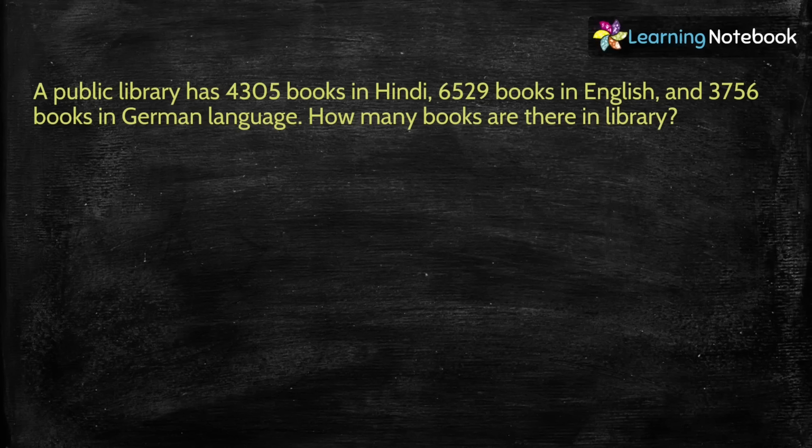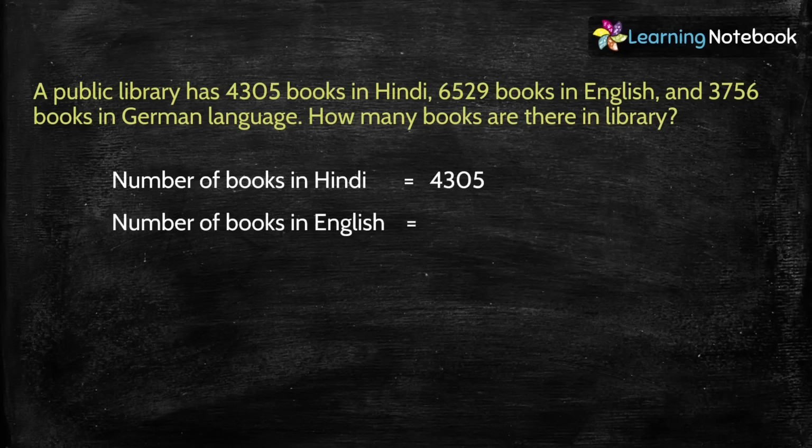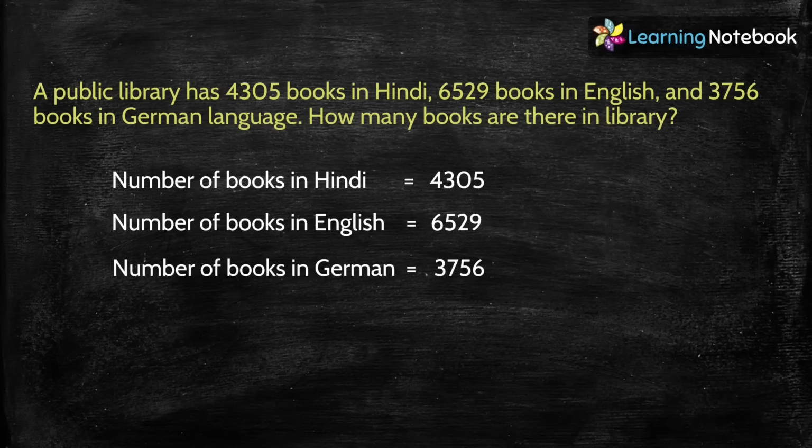Students, to solve any word problem, first we need to write the statements. So let's do so. Number of books in Hindi equals 4305. Number of books in English equals 6529. Number of books in German equals 3756. Now, to find the total number of books in the library, we need to add these three numbers.